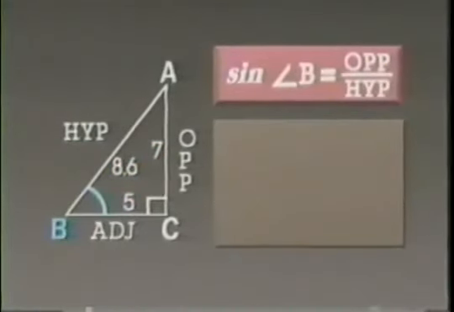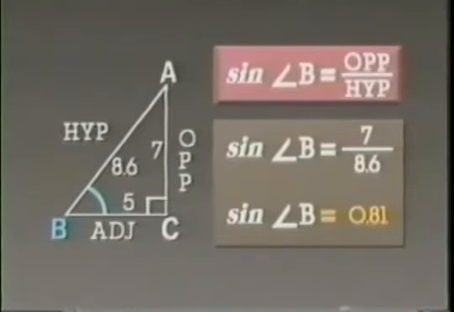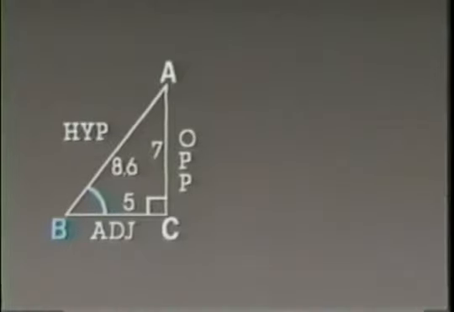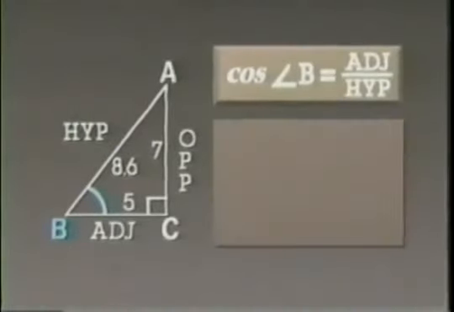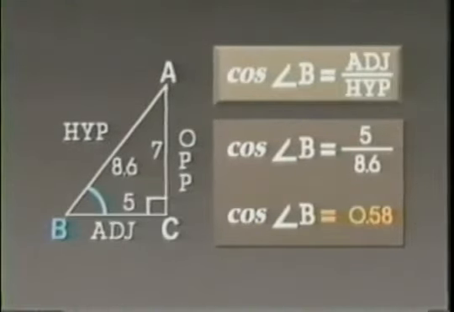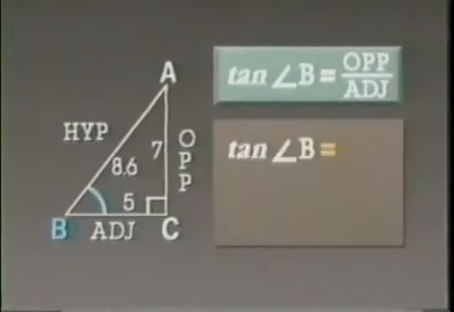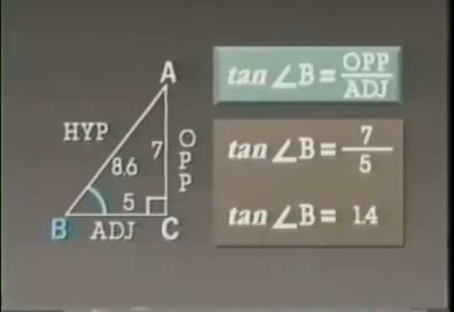Let's put in some numbers. The sine of angle B is opposite over hypotenuse. Or sine B is 7 divided by 8.6. The cosine of angle B is 5 divided by 8.6. And finally, the tangent ratio is opposite over adjacent. So tan B is 7 divided by 5.